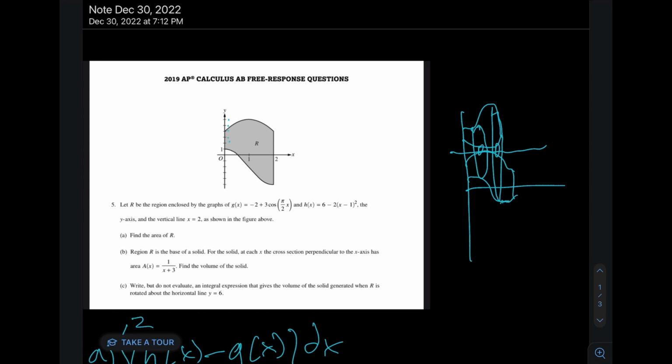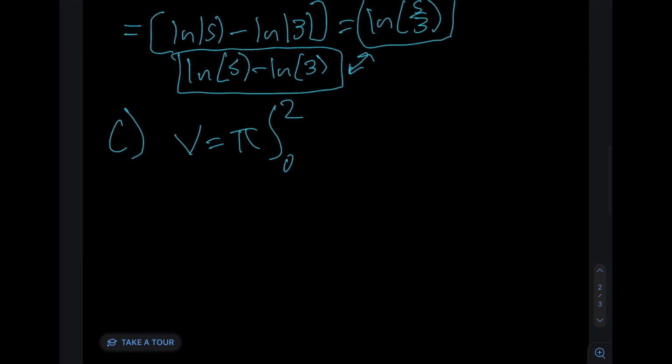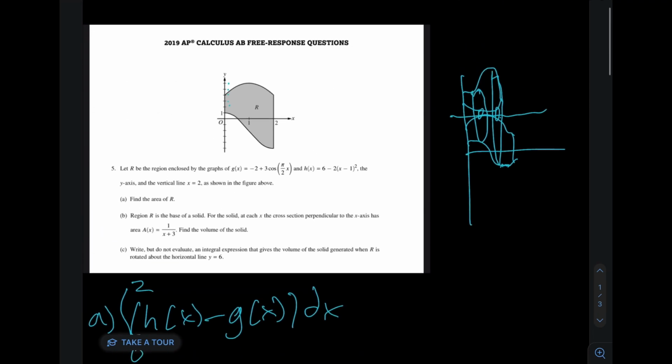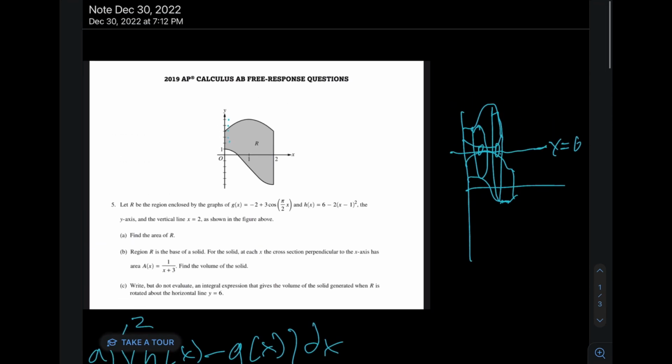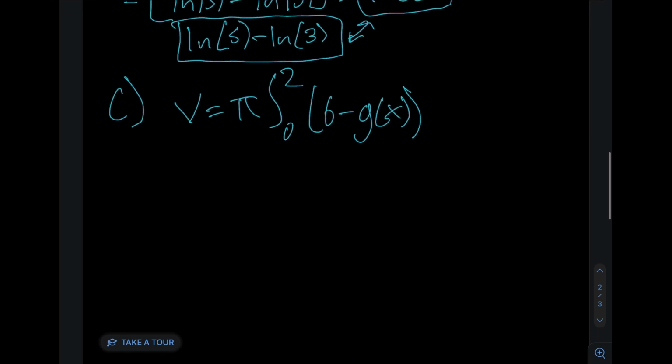So what we're going to be finding is simply the area of g of x, basically. And then remember, because we're rotating around y equals 6, we're going to do 6 minus g of x, because 6 is now the upper, or the top, of our integral. Like in part A, the top of our integral was h of x, now the top of it is going to be 6. So that's why we have 6 minus g of x. And now remember, we're rotating it around, so you're going to square that.